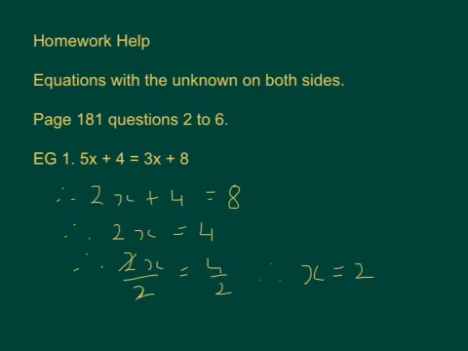Now you should realise, of course, that you can check your answer by substitution. We're saying in this case that x is 2. So if you put 2 back into your original question, what do you notice? Well, 5 times 2 is 10, plus 4 is 14, so that side equals 14. Let's just write that in, and that should equal 3 times x, so 3 times 2 is 6, plus 8 is again equal to 14. 14 does equal 14, so our answer must be correct.